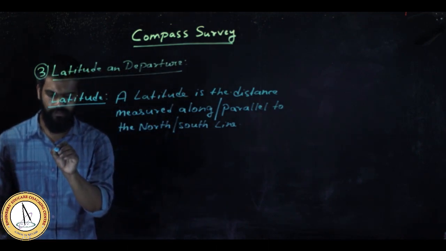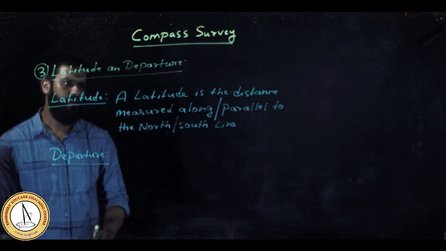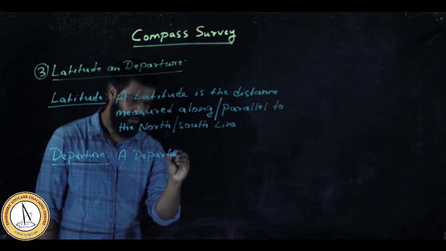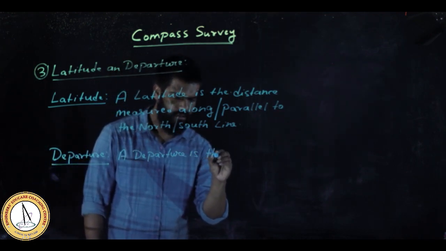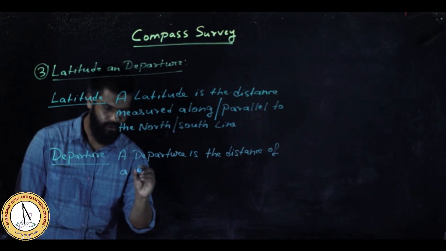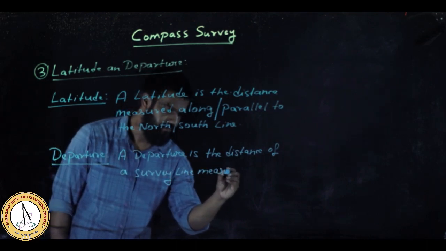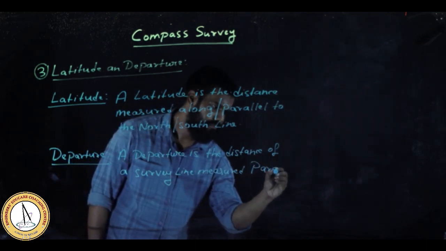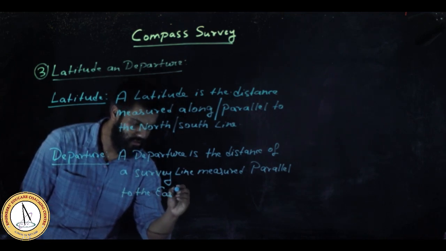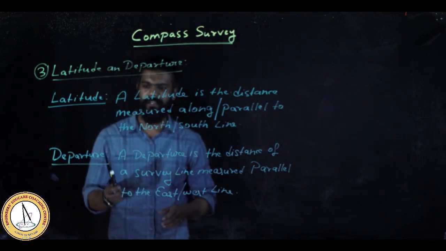Now let us see what is the definition of departure. So the definition of departure is that a departure is the distance of a survey line measured parallel to the east-west line. So you see, these are two definitions of latitude and departure.